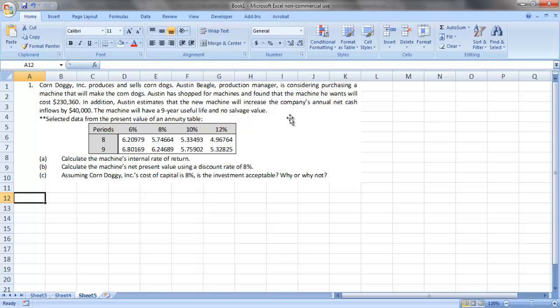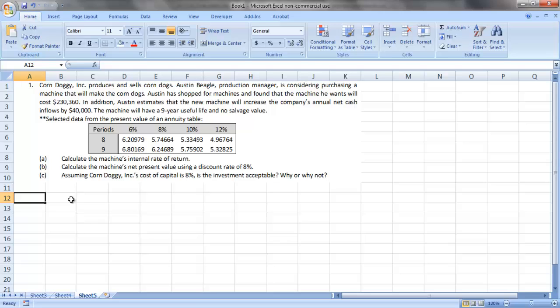Austin has shopped for machines and found that the machine he wants will cost $230,360. In addition, Austin estimates that the new machine will increase the company's annual net cash inflows by $40,000. The machine will have a 9-year useful life and no salvage value. We're also given selected data from the present value of an annuity table, and we're asked to determine the machine's internal rate of return, its net present value using a discount rate of 8%, and then to determine whether that investment is acceptable or not.